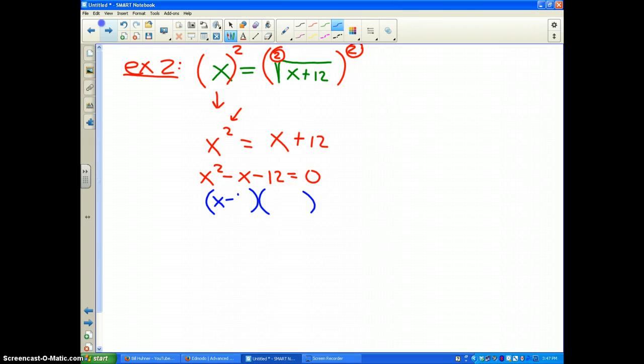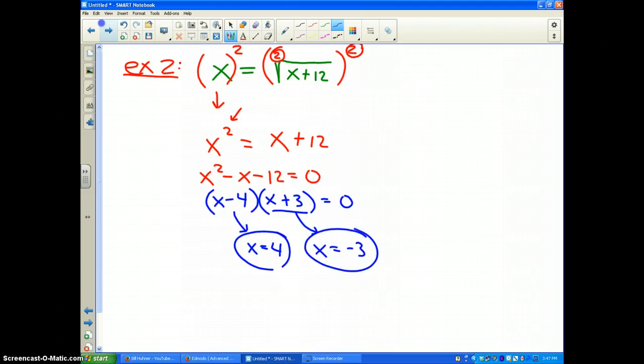That becomes x minus 4 times x plus 3 equals 0. And we all know that piece gives you an answer of x equals 4, and this piece gives you an answer of x equals negative 3. Well, now I got to test it. So I'm going to rewrite my problem over: x equals the square root of x plus 12. Let's see, does this work?